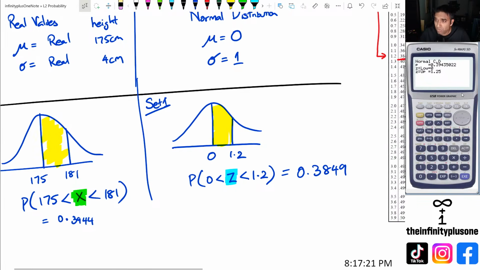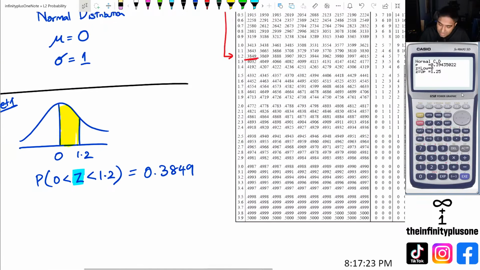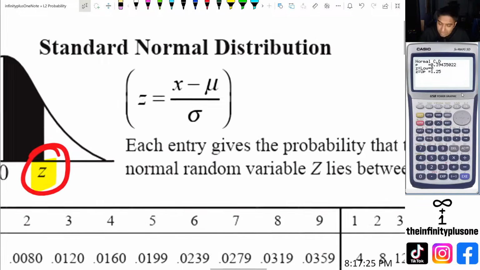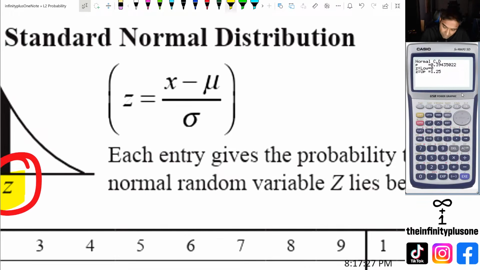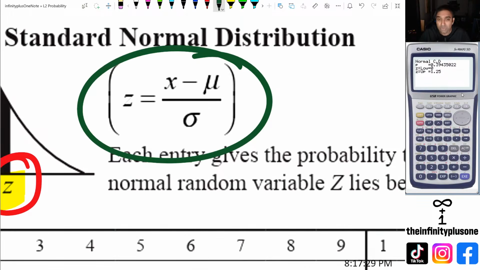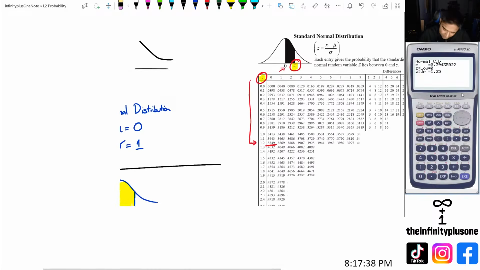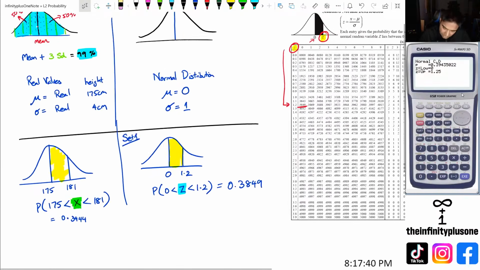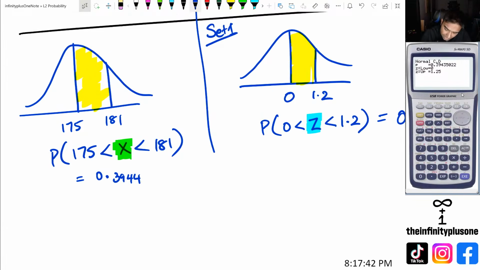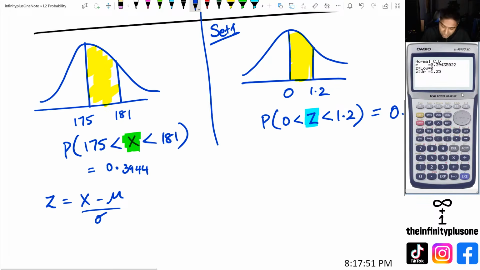Now, if you forget the formula, don't worry. It's actually in the formula sheet, because right here at the top, it tells you that to find a Z value, you take the X value, you minus the mean and divide it by standard deviation. So the formula was Z is equal to X minus the mean over standard deviation.